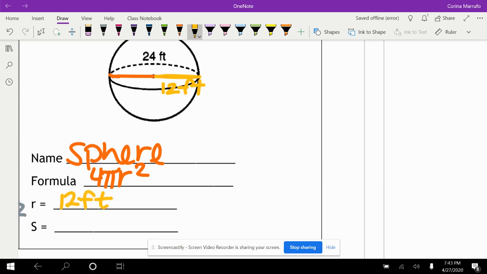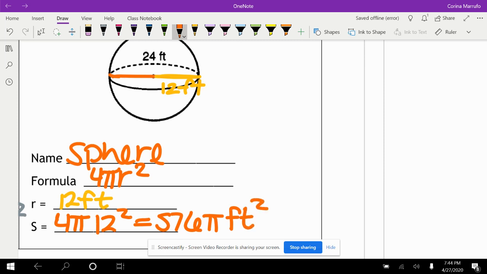So we're ready to plug that in. It is going to be 4 pi and then 12 squared. And I'm also going to leave this in terms of pi. So 4 times 12 squared gives us 576 pi. And then our units are going to be feet squared.